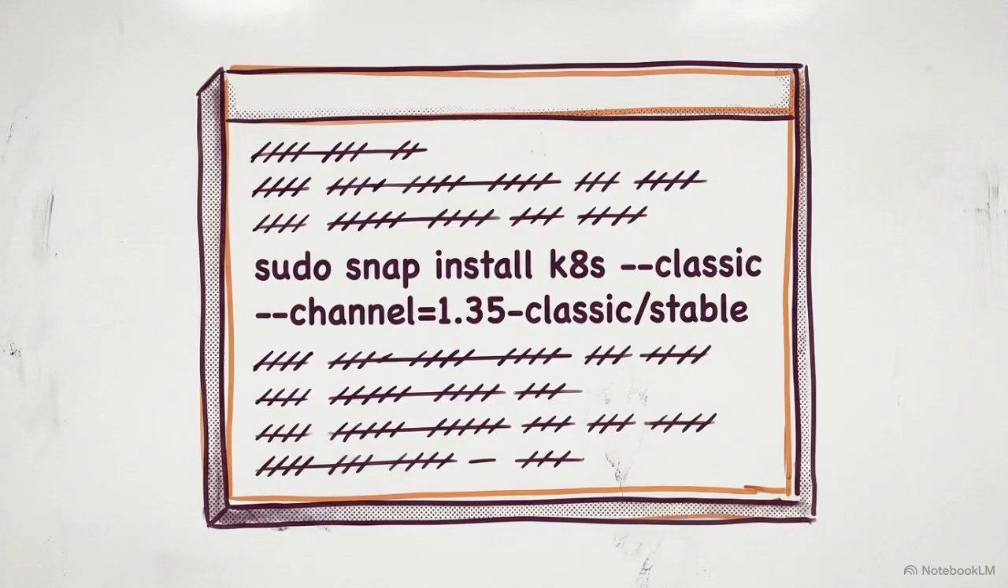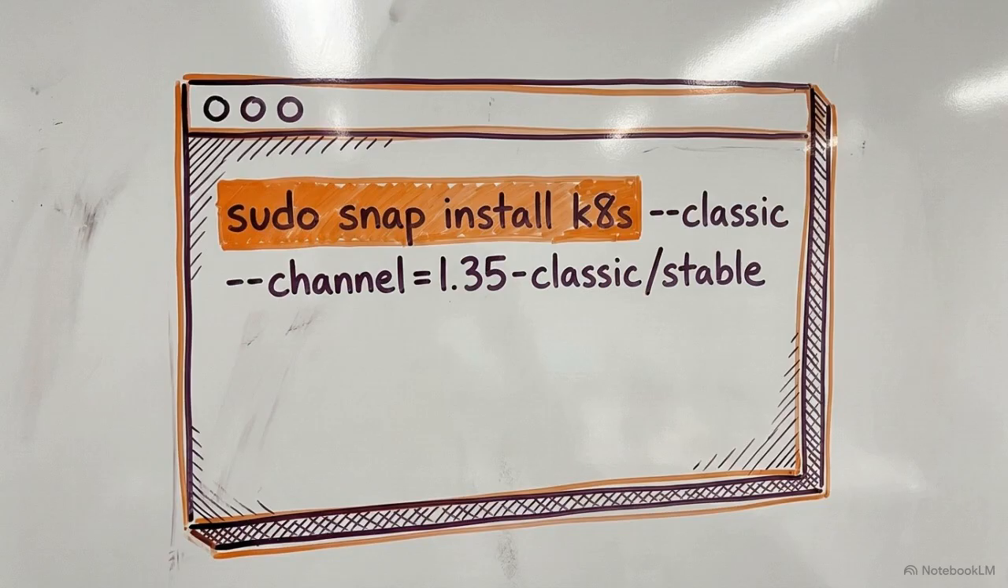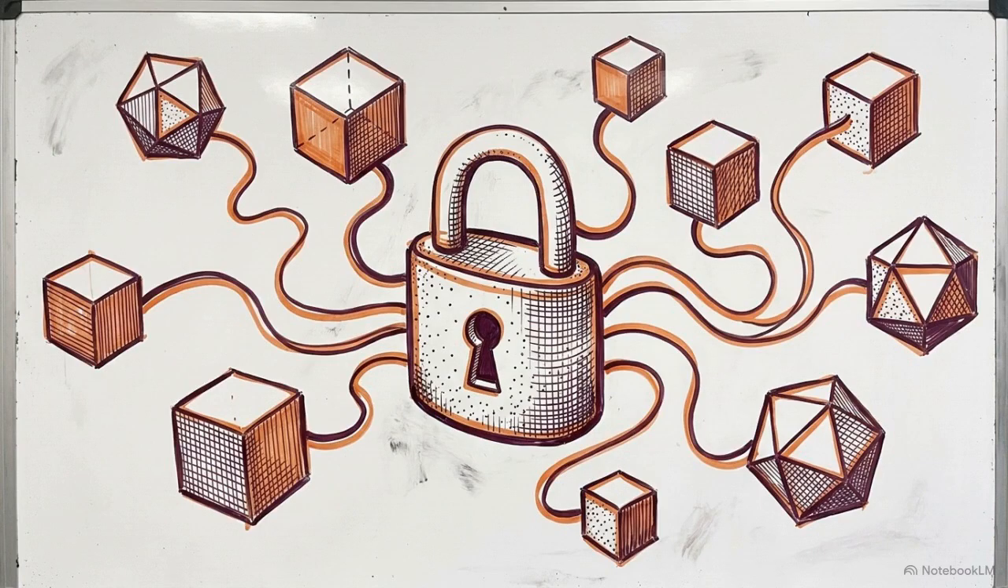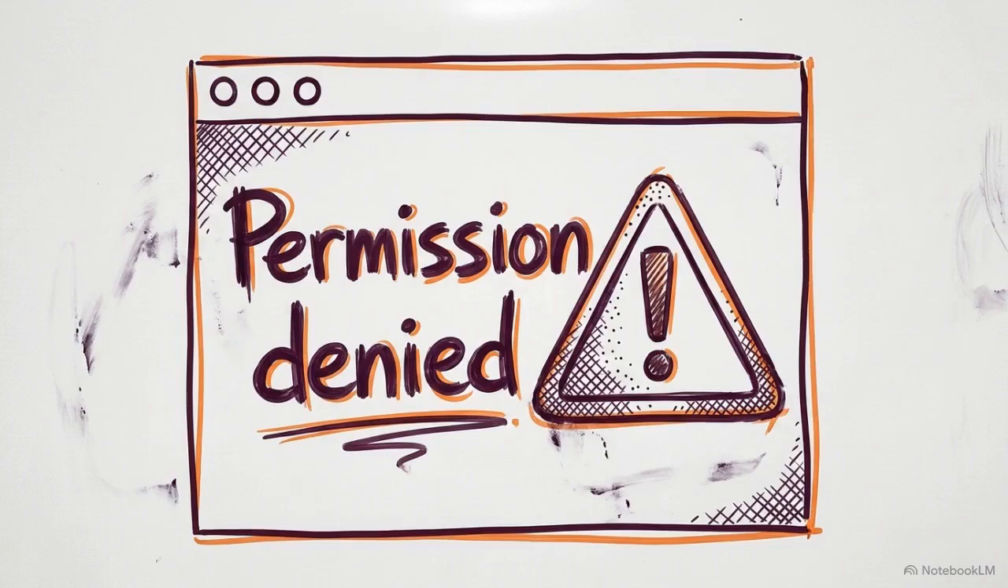This image shows the exact command we'll use to install Canonical Kubernetes. We are going to type sudo snap install k8s, followed by the classic flag, and channel equals 1.35 classic stable. That classic flag is mandatory. It grants the snap package the system-level access it needs to actually run container workloads on your machine. Make sure you prepend the command with sudo. Permission denial is the most common reason this installation fails early on.